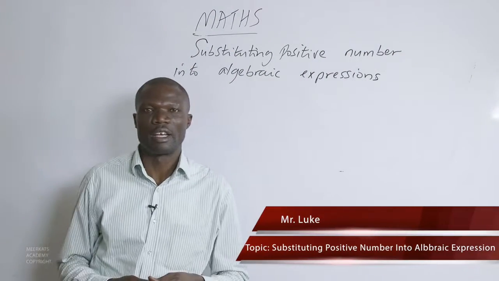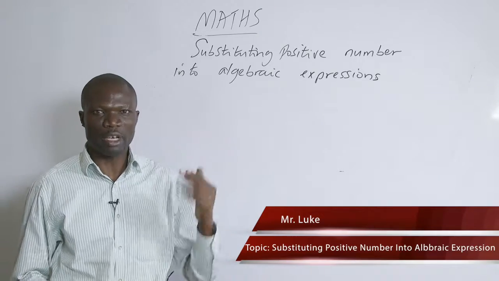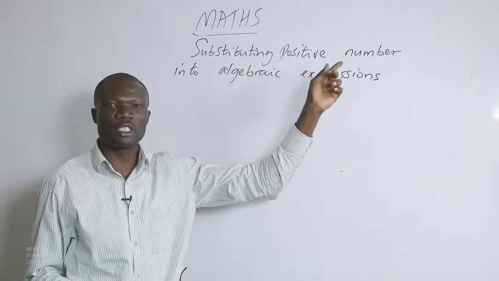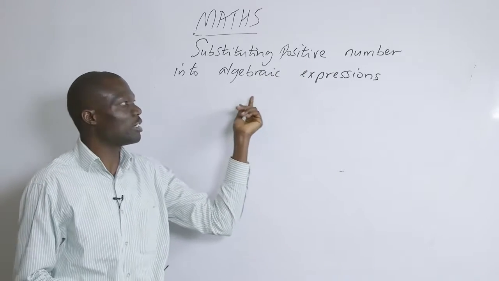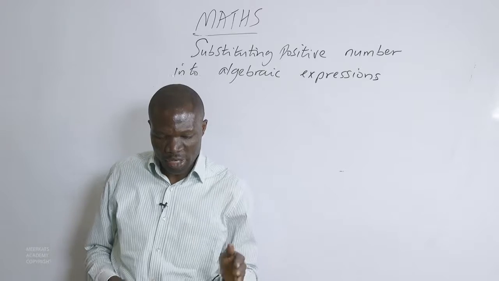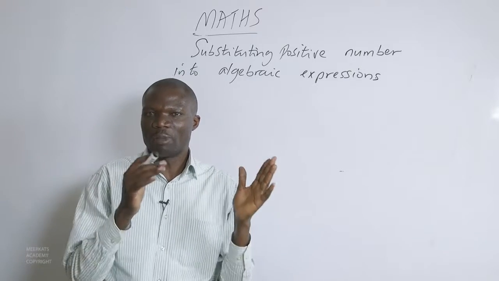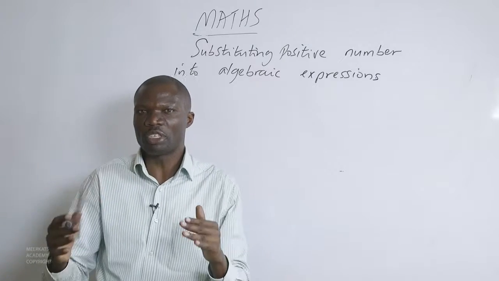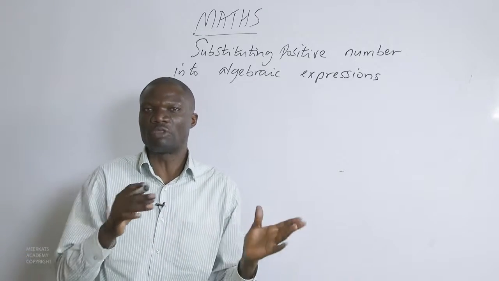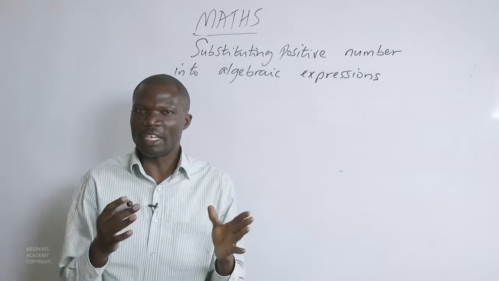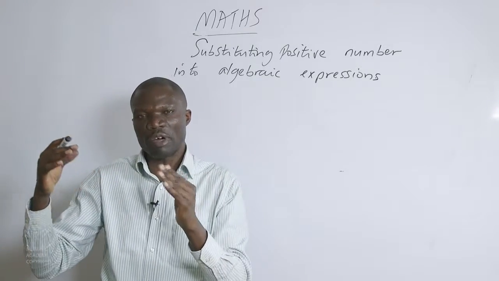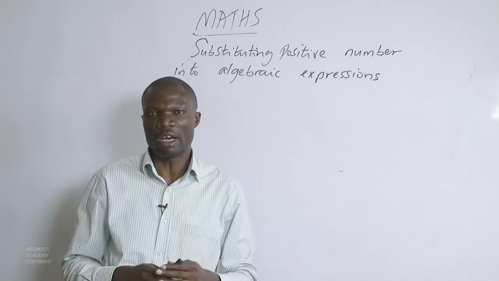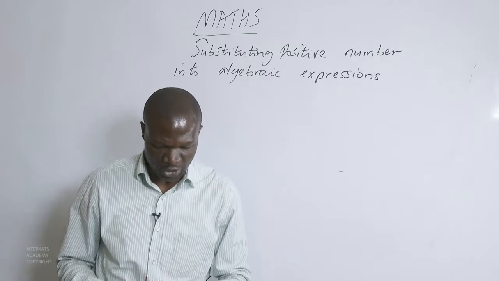Welcome to our next class on algebraic expressions. This time we are going to look at substituting positive numbers into algebraic expressions. As we have seen earlier, an algebraic expression consists of terms which have pronumerals and constants, or variables and constants. This time we want to substitute for the variables, or pronumerals, so that we can have a value of the whole expression.